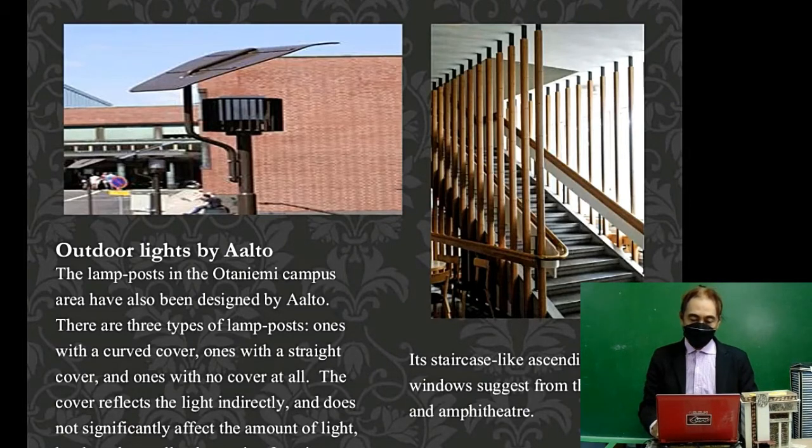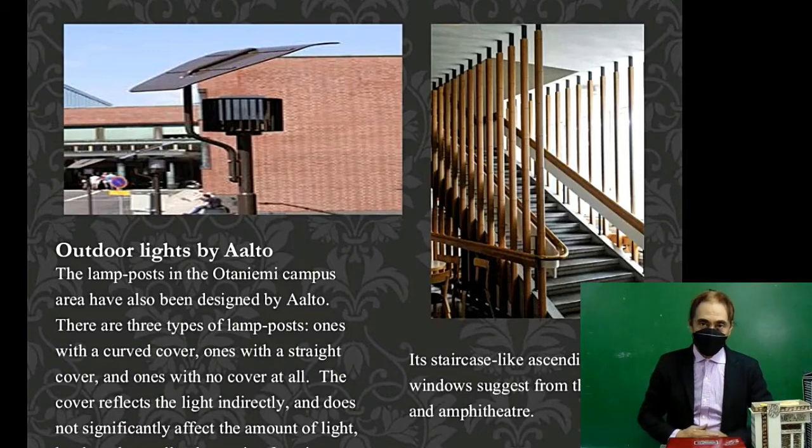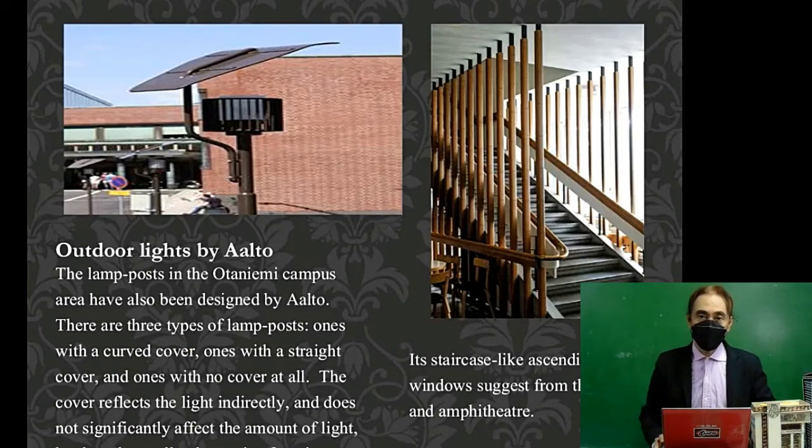Outdoor lights by Aalto. The lampposts in the Otaniemi campus area have also been designed by Aalto. There are three types of lamppost: one with curved cover, one with straight cover, and one with no cover at all. In the staircase, ascending rows of windows suggest from outside an amphitheater.